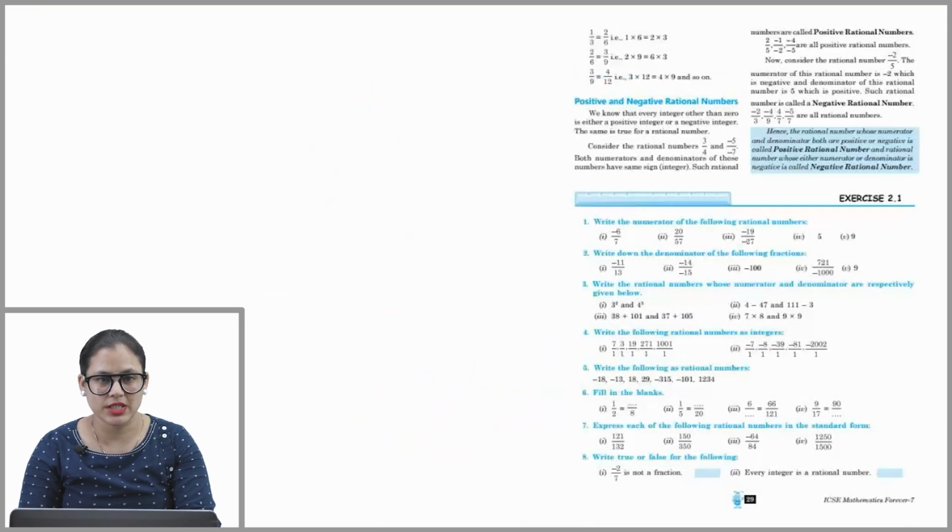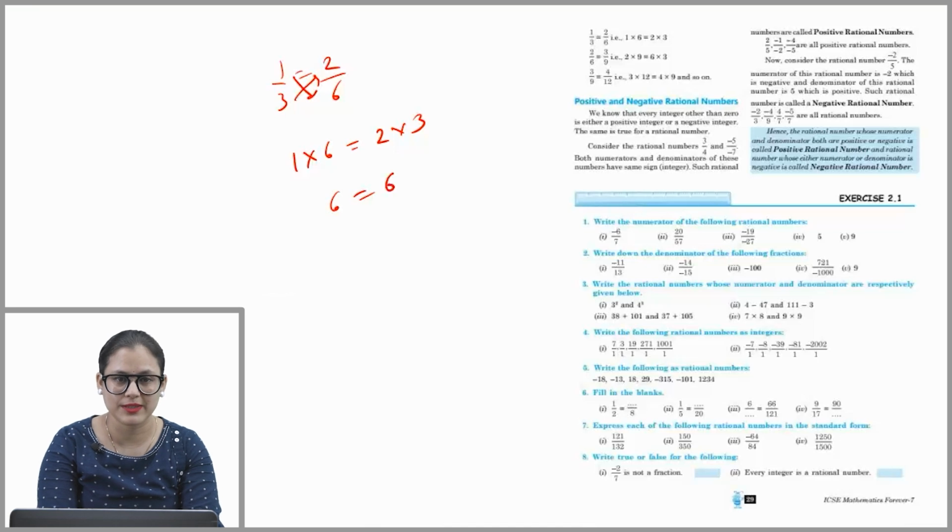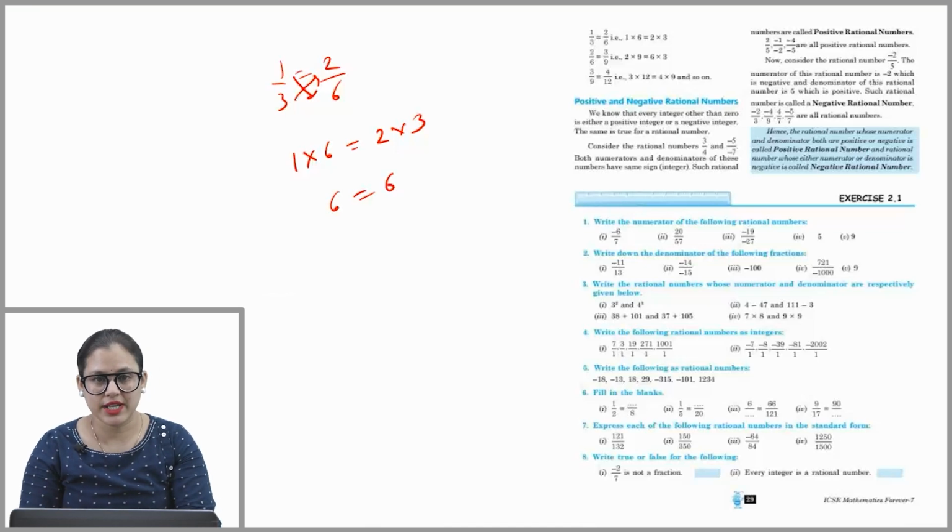So, 1 by 3 is equal to 2 by 6. If we cross multiply them, that is 1 into 6 is equal to 2 into 3, that is 6 is equal to 6, right? Positive and negative rational numbers.